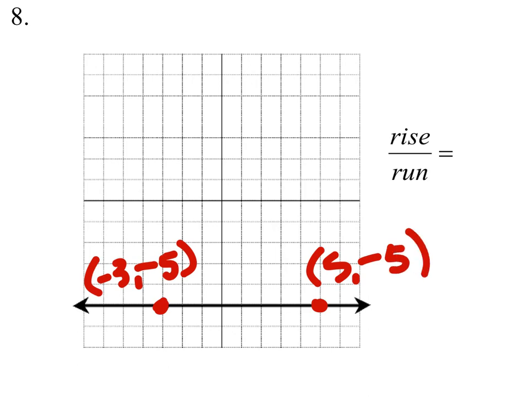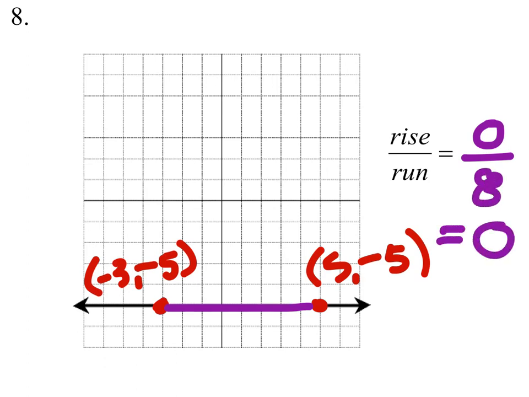Well, how far upwards am I going to go? What's my rise? Yeah, 0. And then how far to the right? I go 8. 8, thank you. Well, what's 0 divided by 8? 0. This one is tricky. How many times does 8 go into 0? 0. Did I say that right? 0 go into 8. Yeah, that's better.